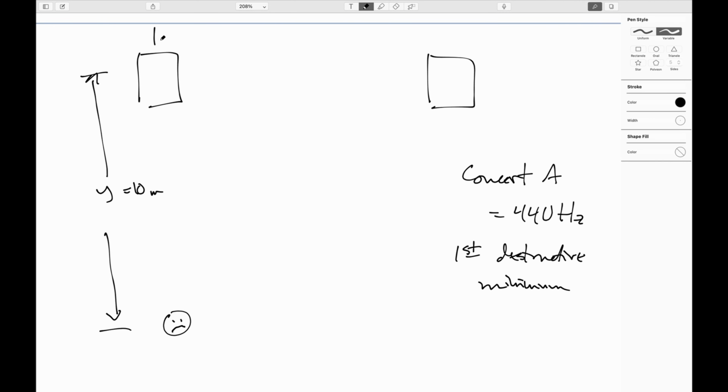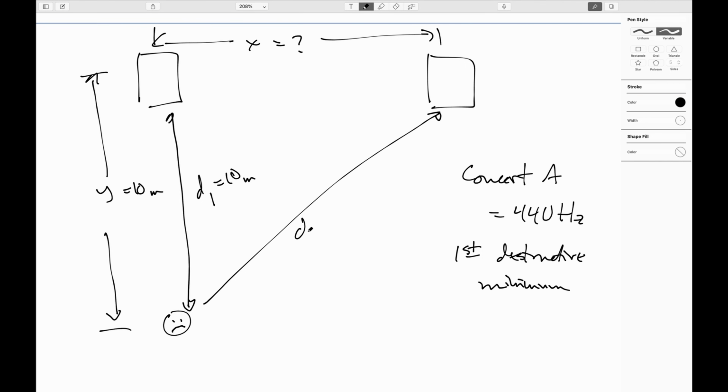And then let's figure out how far apart these speakers are to have created such a horrendous misfortune for you. Okay, so this distance here, from here to here, that's going to be our D1, which was our 10 meters. This distance here is D2, which we don't particularly know, but we do know that it is the square root of D1 squared plus x squared.